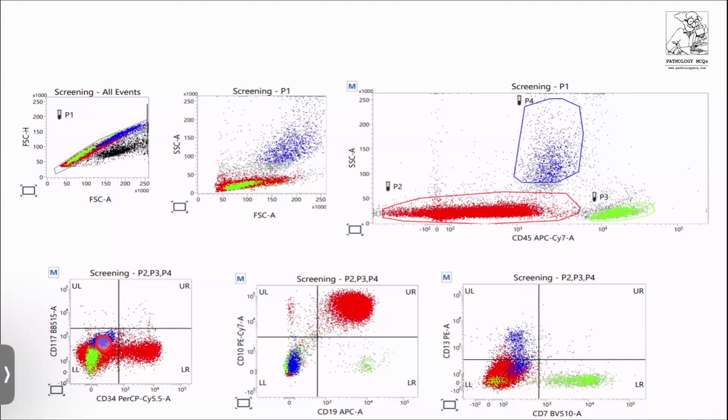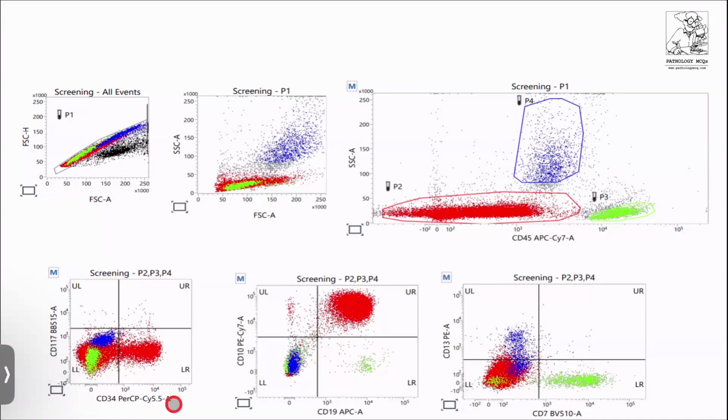This P4 population, meaning the granulocytes or neutrophils, will not show CD34. This is used as a negative control. So any cell that is showing an expression beyond the neutrophils will be CD34 positive. The neutrophils will never show CD34 because it is an immaturity marker, and anything beyond the neutrophils will be CD34 positive.